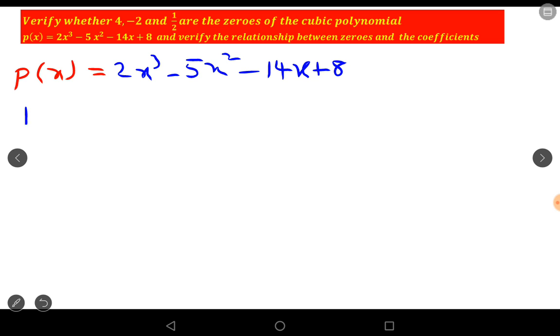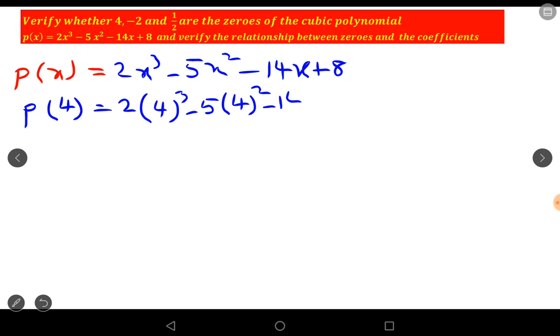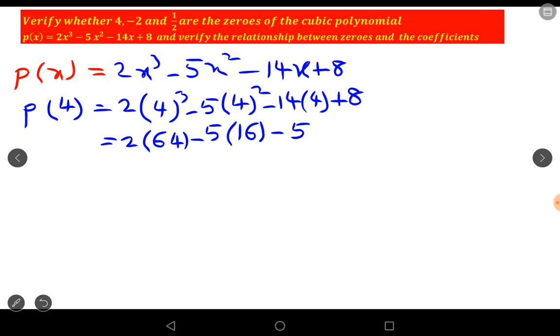Next one, substitute, the first one is p of 4. P of 4 equal to 2 times x cube, x cube means 4 cube, minus 5 into x square, so 4 square, minus 14 into 4 plus 8. Okay, so 2 times 4 cube equal to 64, minus 5 into 4 square equal to 16, minus 14 into 4 equals 56, plus 8. So 2 times 64 is 128, minus 5 times 16 is 80, minus 56, plus 8.